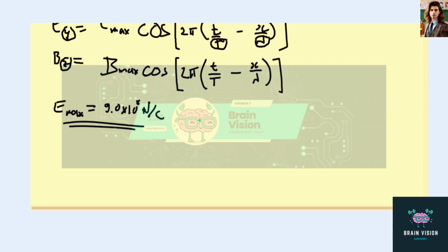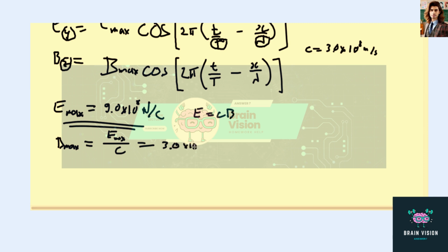Now, there is a relation between the electric and the magnetic fields in an electromagnetic wave, which says that E is equal to C times B. So you can work out what Bmax is simply by dividing Emax by the speed of light. So we get Emax divided by C, where C is equal to 3.0 times 10 to the 8 meters per second. So using this value and this value, we work this out to be 3.0 times 10 to the minus 3 Tesla.